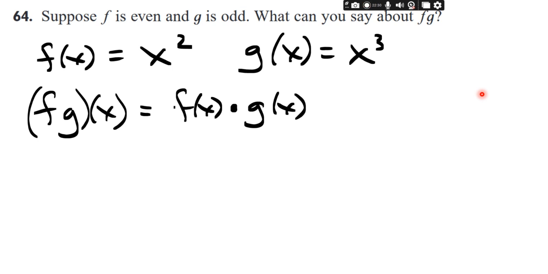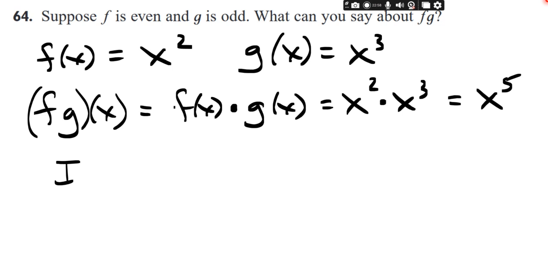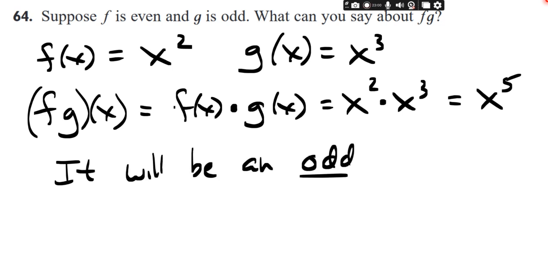So now let's put in our functions here. F of x is x squared, and g of x is x cubed. And remember, whenever we multiply functions together, all we do is add the exponents. What kind of function is x to the 5th power? Even or odd? Okay, so here it is. Suppose one's an even function, one's an odd function. If you multiply them together, you will produce an odd function. So it will be an odd function. That's a kind of abstract problem to think through. You got that one great.